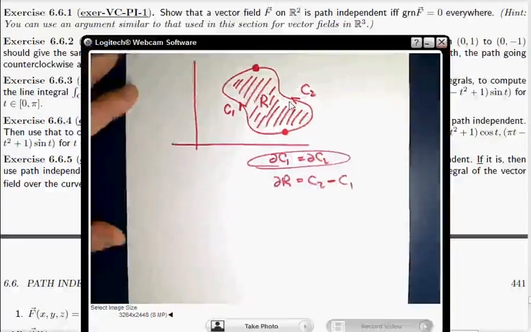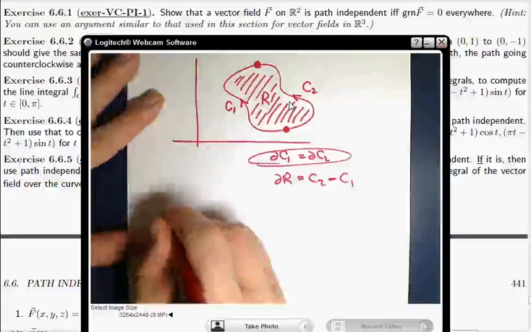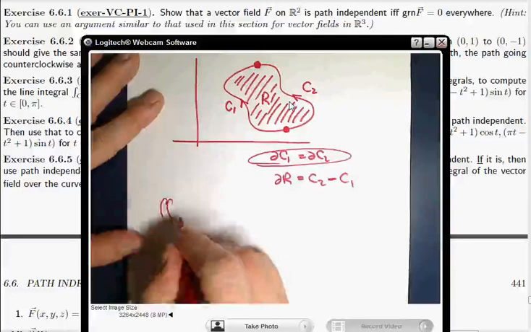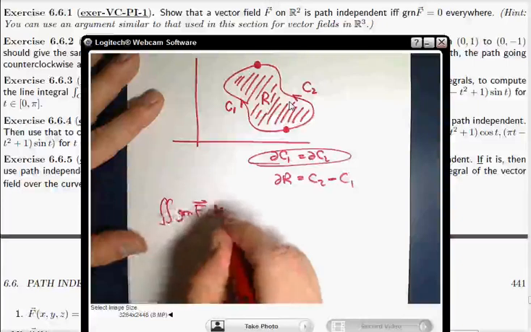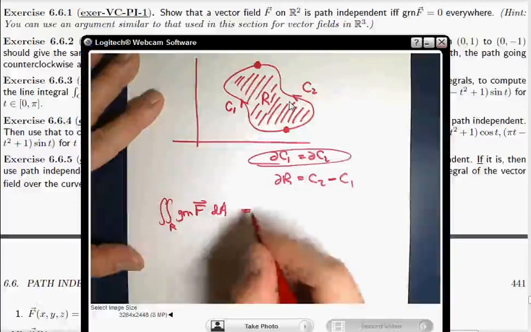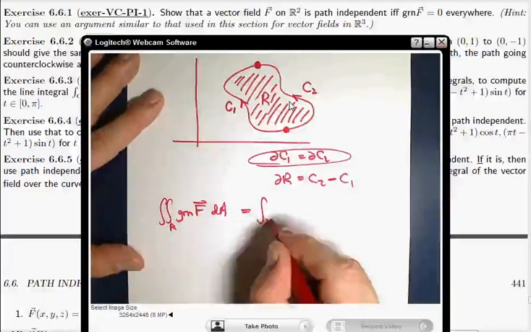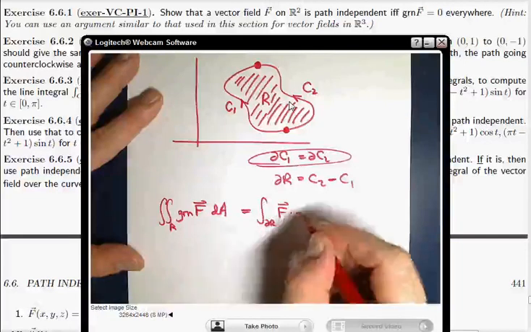Let's write down Green's theorem. Green's theorem says that the double integral of Green f dA over this region R equals the integral around the boundary of R of f dot dx.